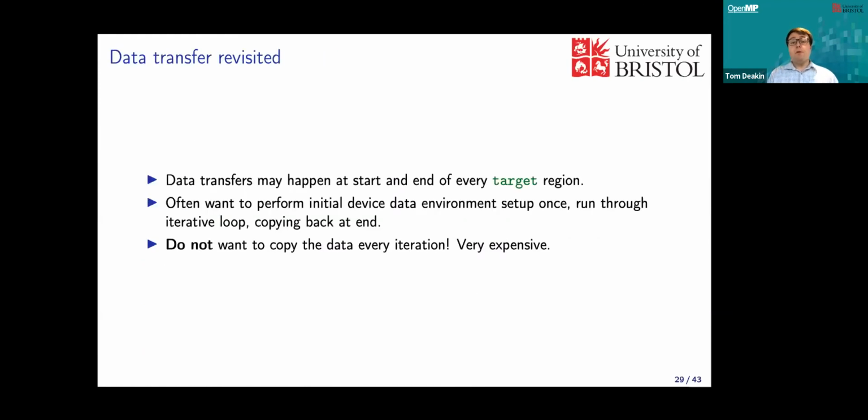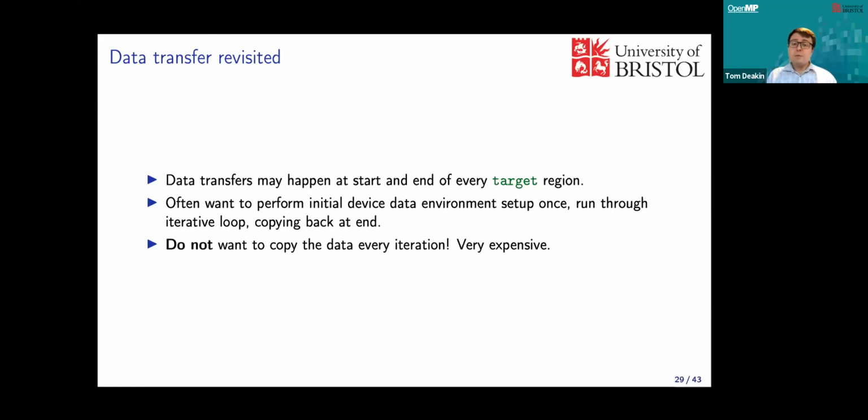So as I said before, there are some very specific places that data transfer will happen in an OpenMP program that uses these target directives. One of those places is at the start and end of every target region. So every time you have an OMP target, that's when data is allowed to move, be it implicitly by the rules or explicitly with the map clauses.